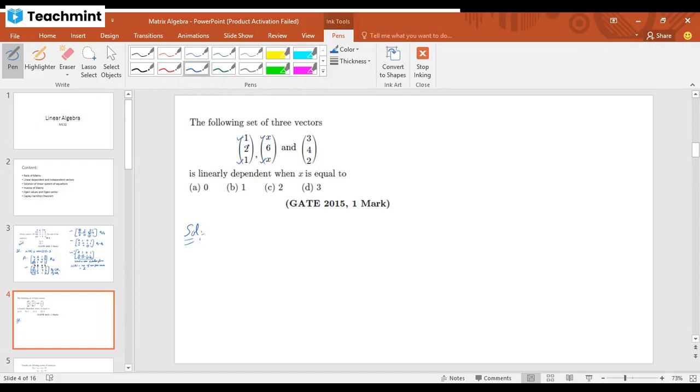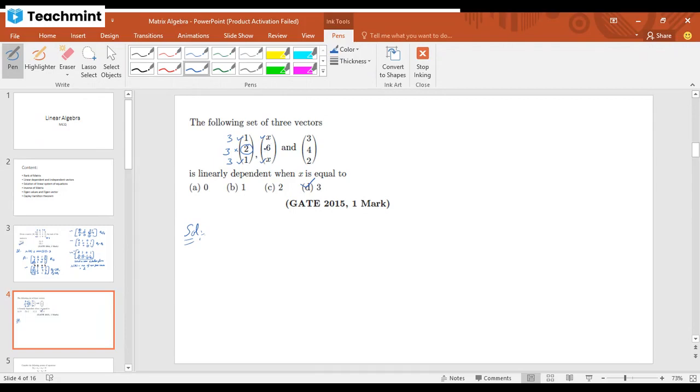So if I make this entry a 6, how can we make this entry 6? If we multiply this element by 3, then it is 6. Then automatically your first entry is 3, and the last entry is also 3. 3 6 3. So in that case, this vector is proportional to this one. Automatically, the vectors are linearly dependent. So in this case, your correct option should be option D. But let us see.